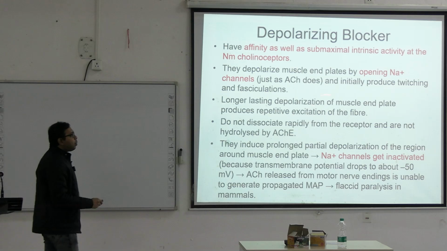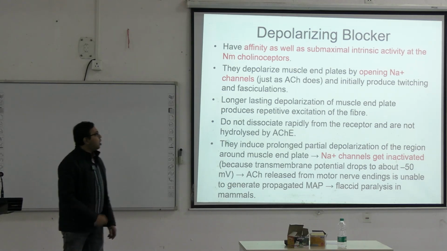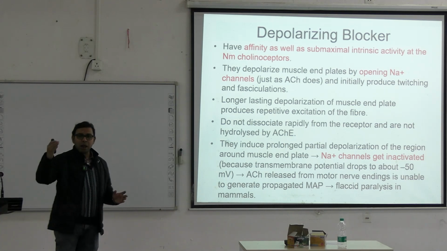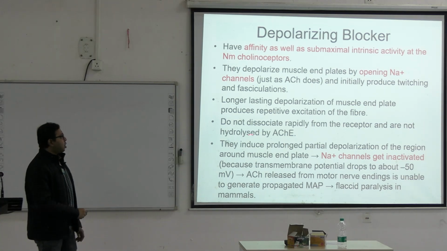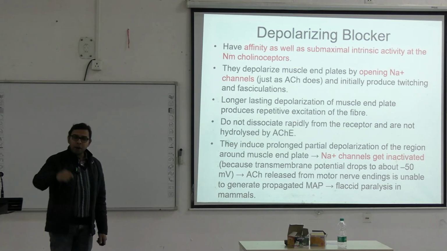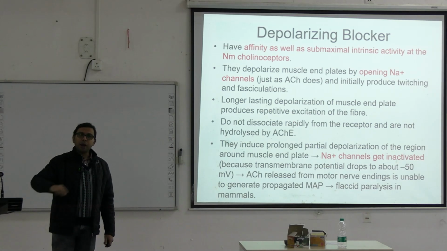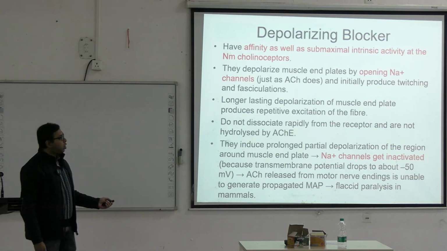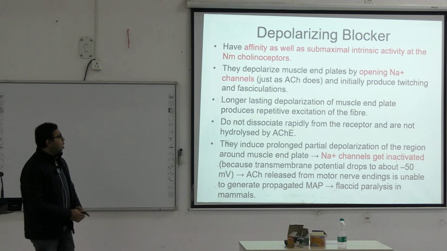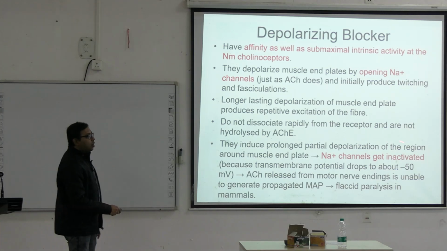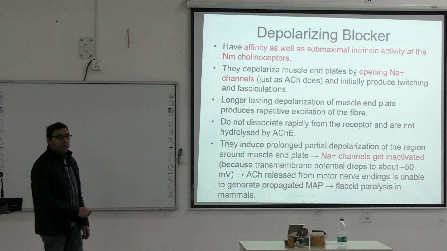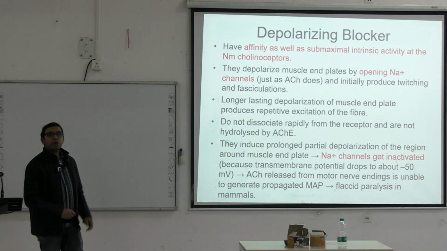So longer lasting depolarization of the muscle end plate happens, that produces repetitive excitation of the fiber, so that it will be refractory to the normal nerve impulse, and they also do not dissociate rapidly from the receptor. Normally acetylcholine attaches, the muscle action potential is propagated, and then it is degraded, but here they are usually not dissociated or degraded. They induce prolonged partial depolarization of the region around the muscle end plate. So sodium channels get inactivated because the transmembrane potential drops.